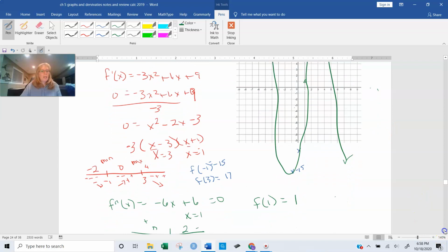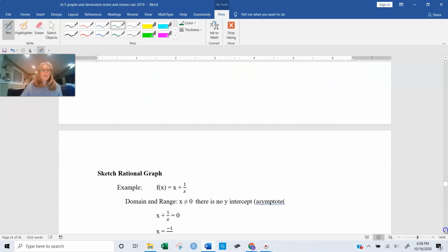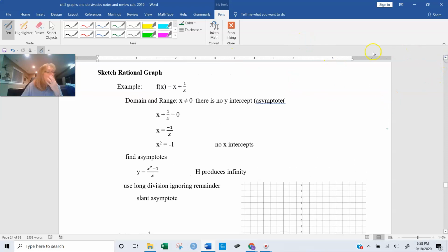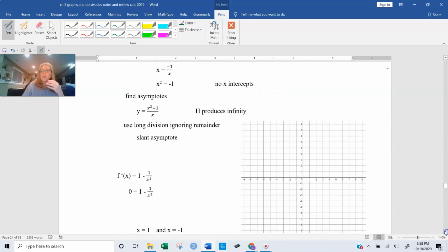Okay, let's try something a little more challenging here. This is a rational graph. So a rational graph is a little bit different because now our domain and range changes. Okay, when we look at this, there is no y-intercept because right here, x cannot equal 0. So since x cannot equal 0, that has to be an asymptote. So our first asymptote we're going to draw on here is at 0.